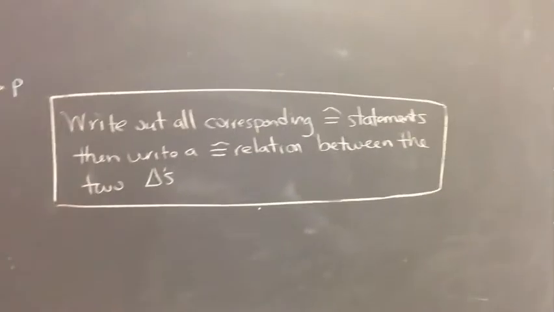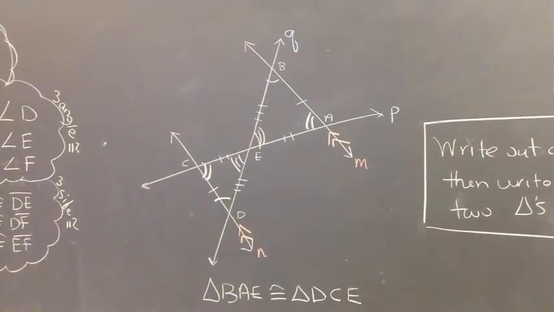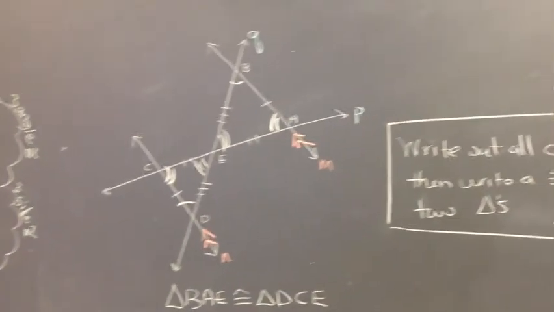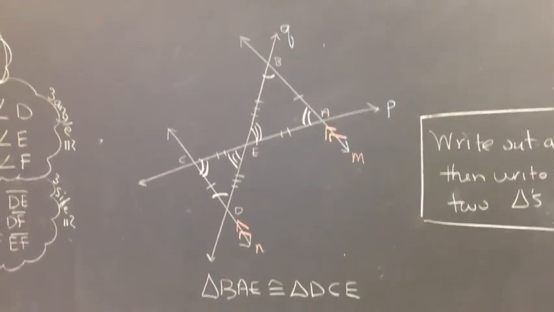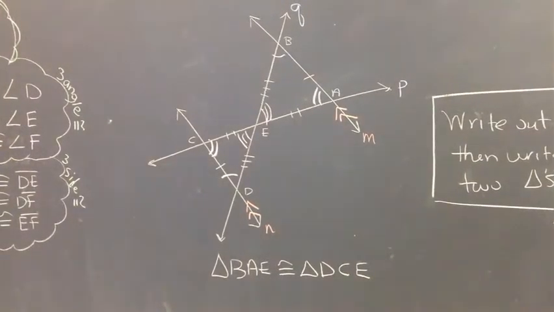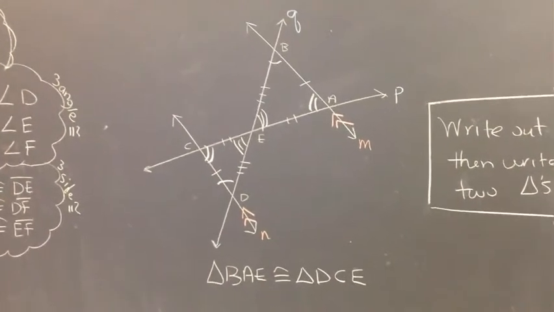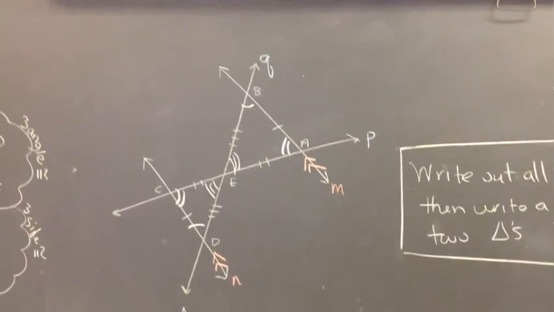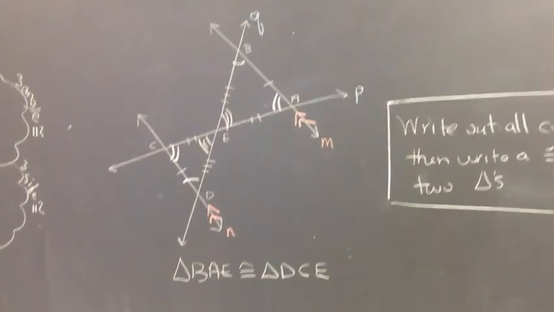So, I haven't written out all the congruents, but I'm just going to talk them out. Angle B is congruent to angle D. Angle A is congruent to angle C. Segment BE is congruent to segment DE. Segment AE is congruent to segment CE. And segment AB is congruent to segment CD. And those are all the congruent statements.